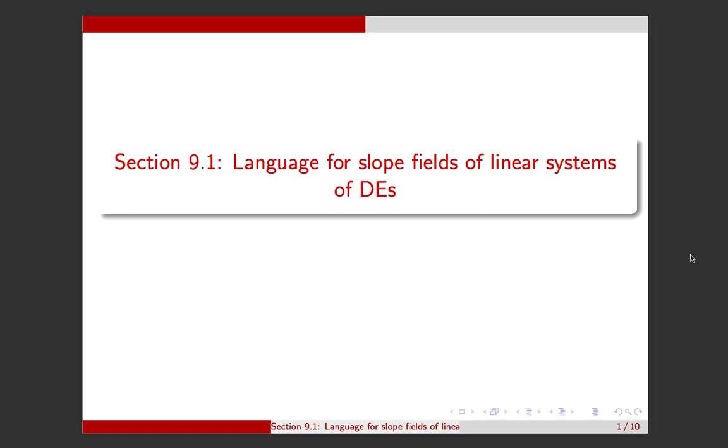Recall that the point of chapter 9 is to build up to some ecological models like predator-prey models at the end of the chapter. Section 9.1 starts us on that path by providing language for slope fields of linear systems of differential equations. So this section is mainly actually a callback to chapter 7. In chapter 7 we saw some slope fields of linear systems of differential equations and we provided some names for the kinds of fields that we saw.